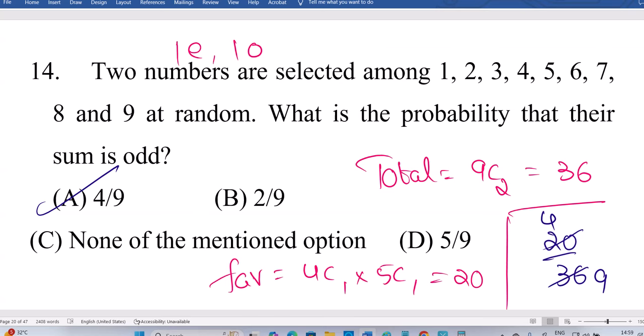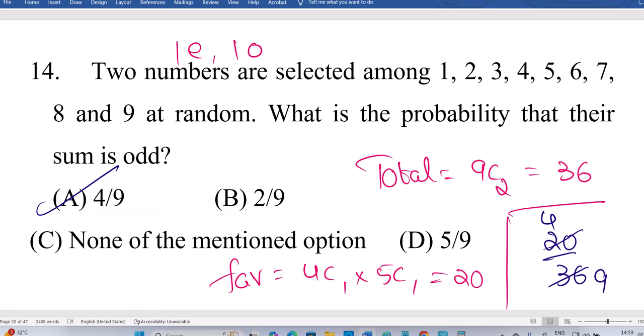Favorable is 4C2 plus 5C2. Why 4C2, sir? Two even numbers added is even, so I have to select two even numbers out of 4, or because of the plus, I have to select two odd numbers because odd plus odd is even. 5C2 means 10. 4C2 means 6. 16 out of 36.